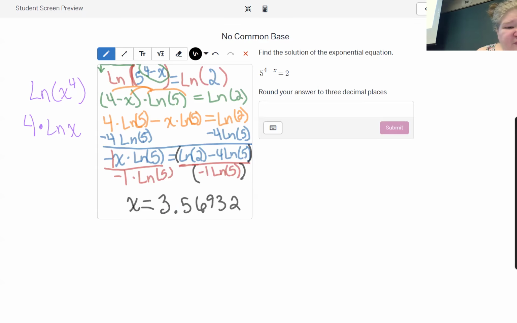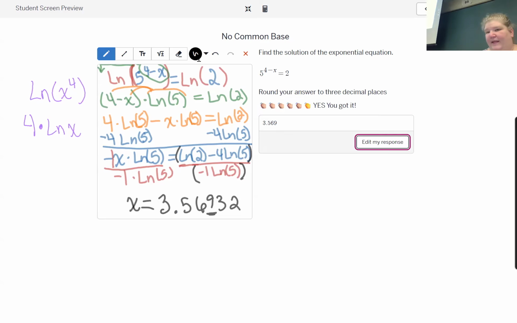So I get 3.56932. They told us to go with 3 decimal places, so that is 3.569. If I plug in 3.569, 4 minus that is about 0.4307. So 5 to the 0.43 is roughly 2.